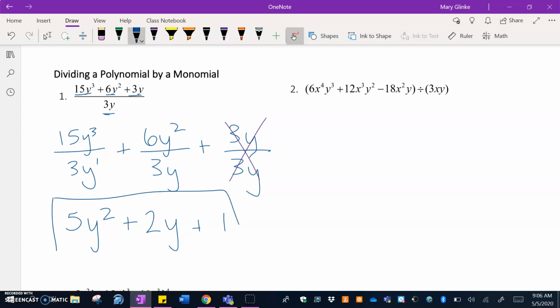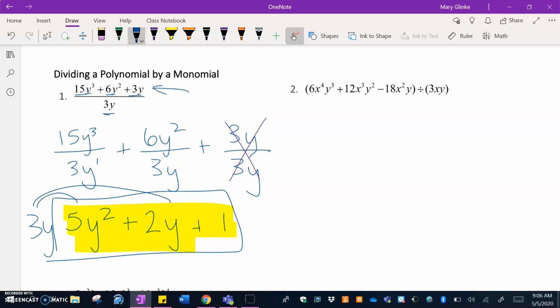And the good news about this is you can always check your final answer. So if you were to take this and multiply everything by what you divided by, in this case 3y, if you were to distribute that back, you should end up with what you started with, helping you to check your answer. So let's look at the next one.